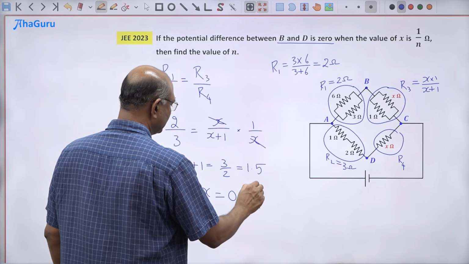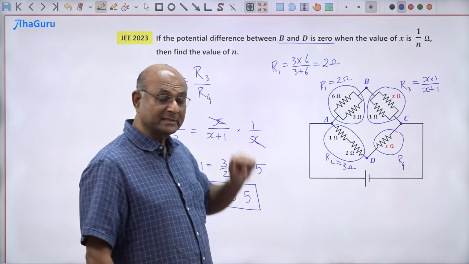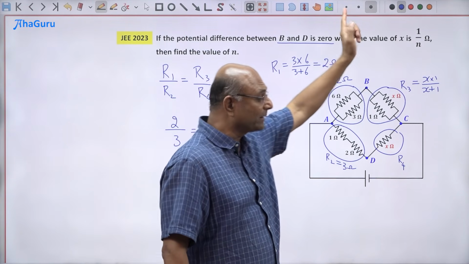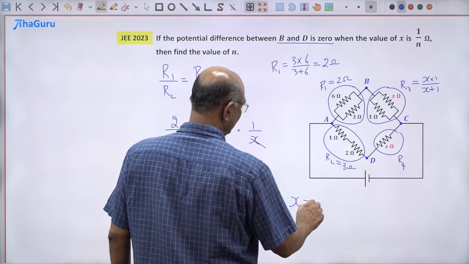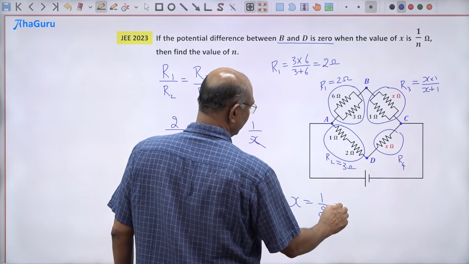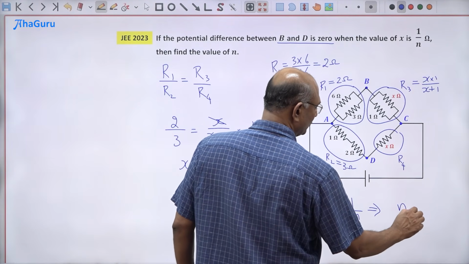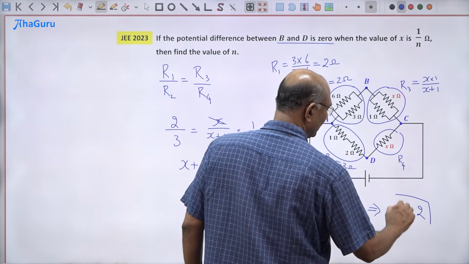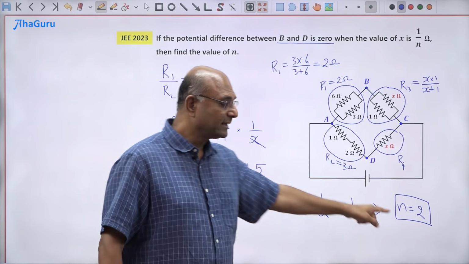So if X is 0.5, we have been told X is 1 by N. 0.5 is 1 by 2. So X is 1 by 2, which is 1 by N. So this means N must be equal to 2. The question was asking you, what is the value of N? The value of N is 2.